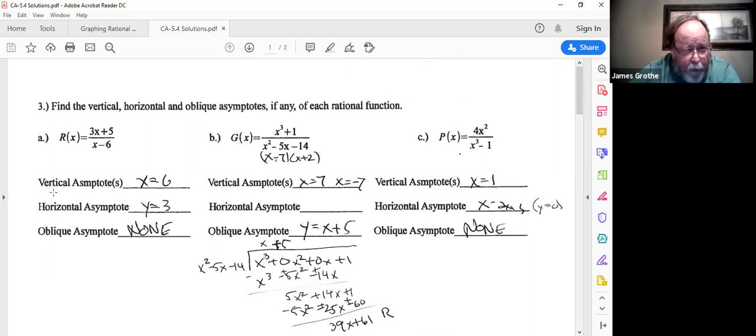First thing we're asked for is a vertical asymptote. Vertical asymptote when the denominator is 0. Well, the denominator is x minus 6. We set it equal to 0. We get x equals 6.